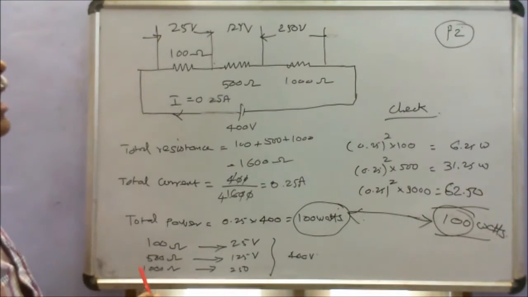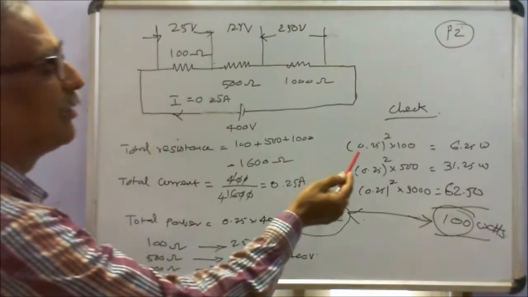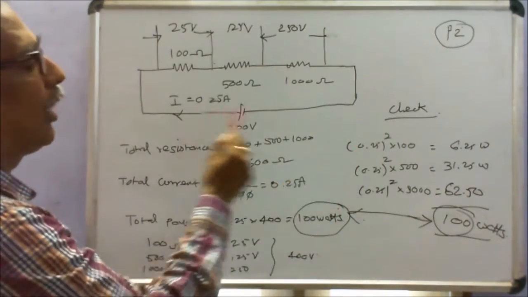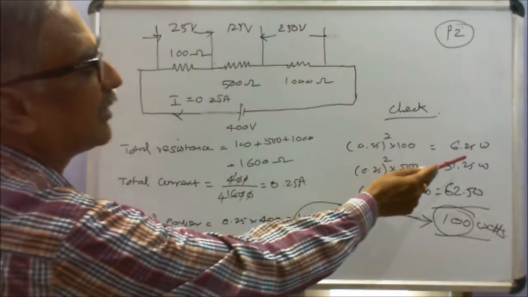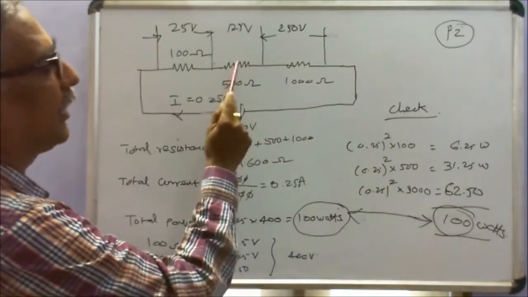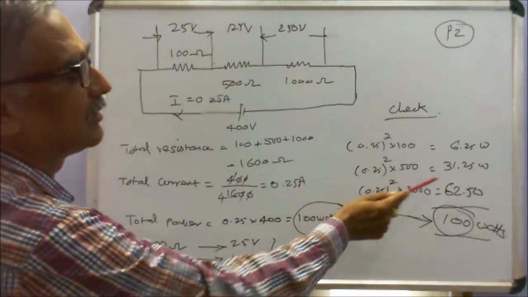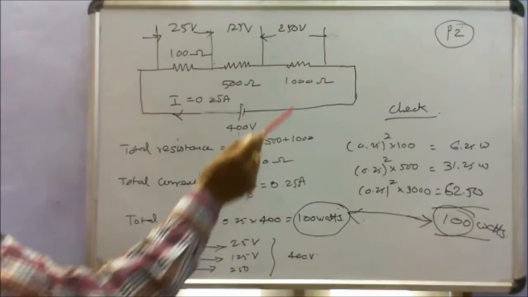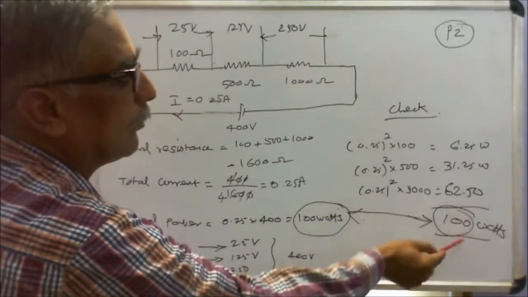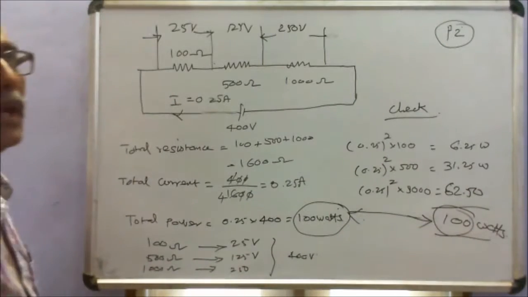Even though it is not asked in the question, we can simply check. The formula is I square into R. That is 0.25 the whole square into 100. You will get 6.25 watts. 0.25 square into 500, the power dissipation in the 500 ohm resistance is 31.25. Power dissipated in the 1000 ohm resistance is 62.5. The total is 100 watts.